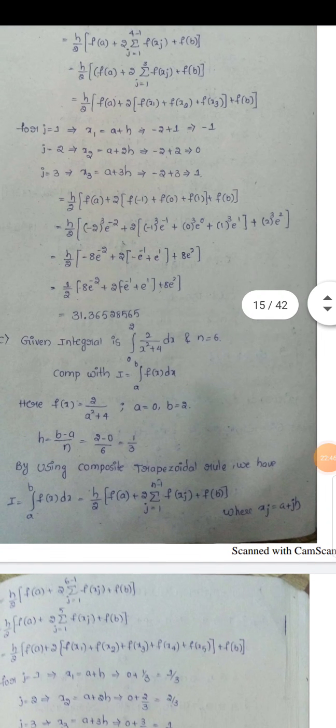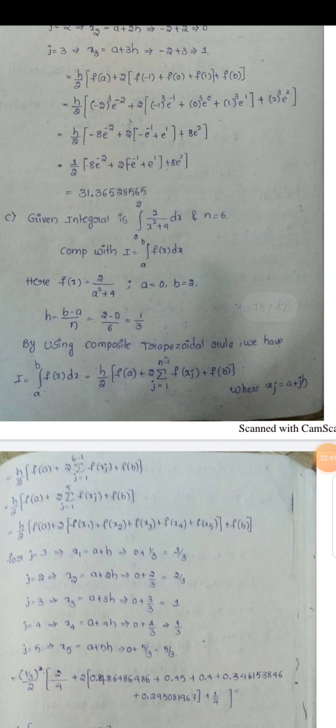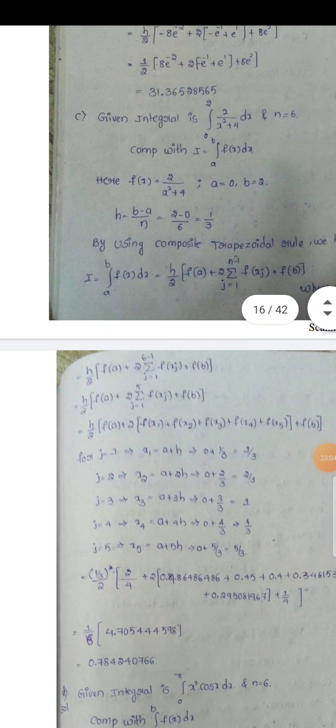By using composite trapezoidal rule, we have I equals integral a to b f of x dx equals h by 2 into f of a plus 2 into summation j equals 1 to n minus 1 f of xj plus f of b, where xj equals a plus jh. This equals h by 2 into f of a plus 2 into summation j equals 1 to 6 minus 1 f of xj plus f of b, which equals h by 2 into f of a plus 2 into summation j equals 1 to 5 f of xj plus f of b, which equals h by 2 into f of a plus 2 into f of x1 plus f of x2 plus f of x3 plus f of x4 plus f of x5 plus f of b.